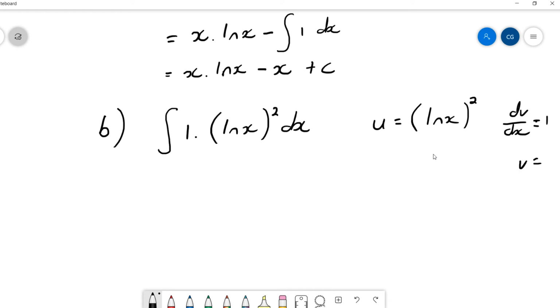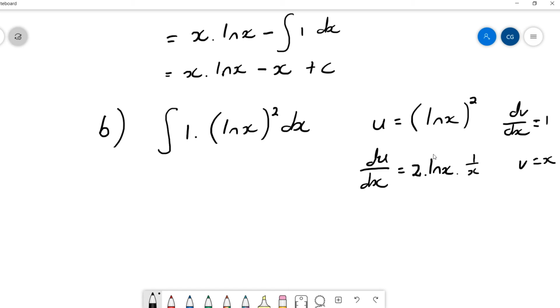So this part is easy. v is equal to x. And then du dx, so the derivative of this. Now, in this case here, I will have to use the chain rule. So the power times in the front, multiplied with the derivative of the inside. And this will give me 2 natural log of x times 1 over x.